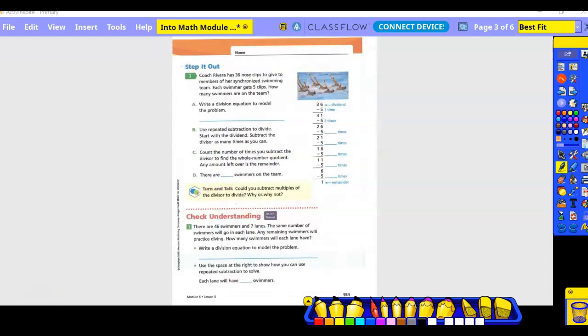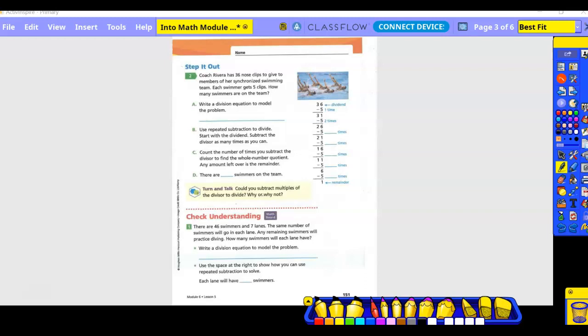Stepping out, number two. Coach Riviera has 36 nose clips to give to members of her synchronized swimming team. Each swimmer gets 5 clips. How many swimmers are on the team? Write a division equation to model the problem.